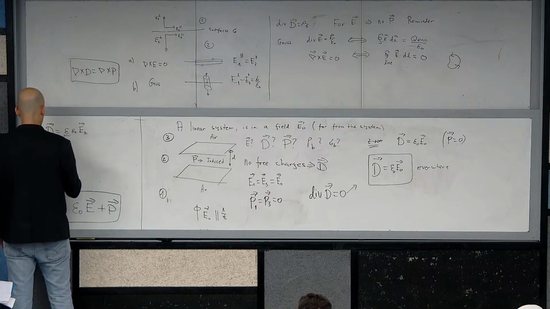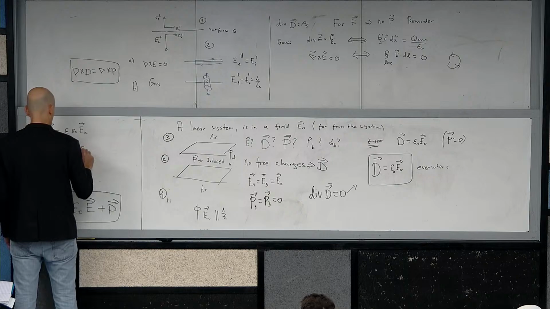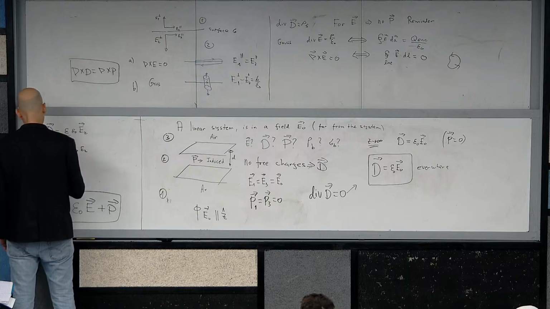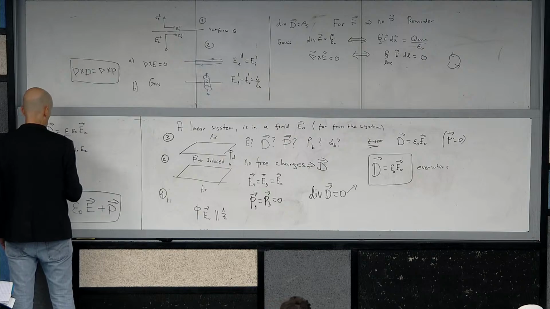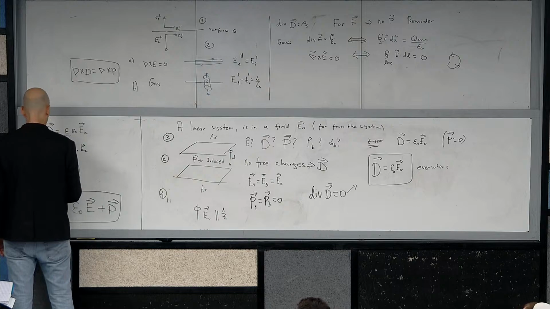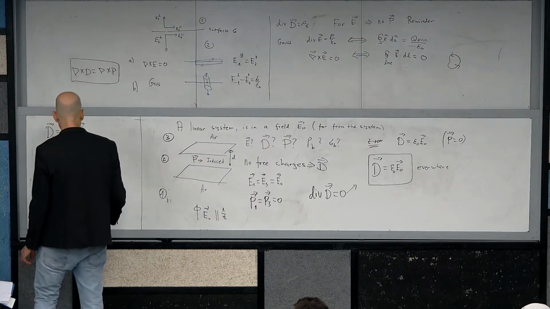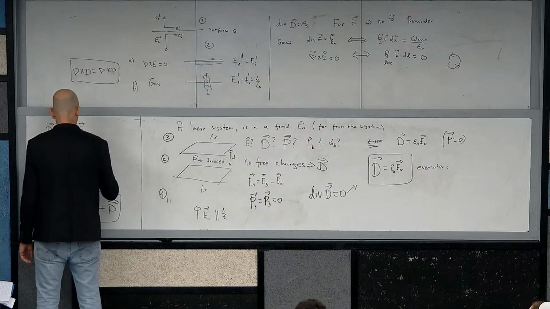times E0, the field far away, is equal epsilon 0 E2. So E2 is E0 divided by epsilon, the field that I control. This is the known in the problem. It's an external thing divided by epsilon. It's in the z direction.